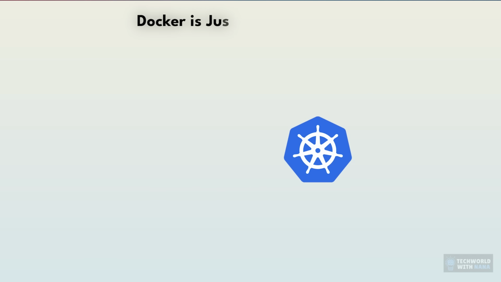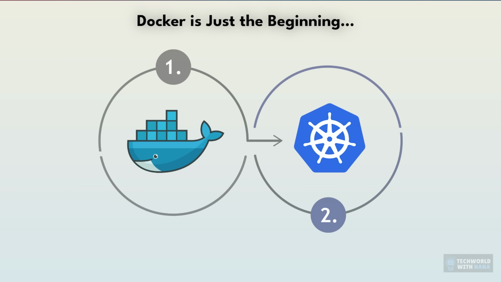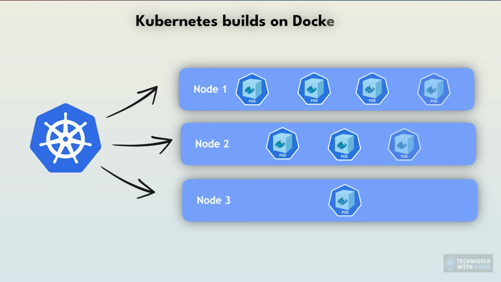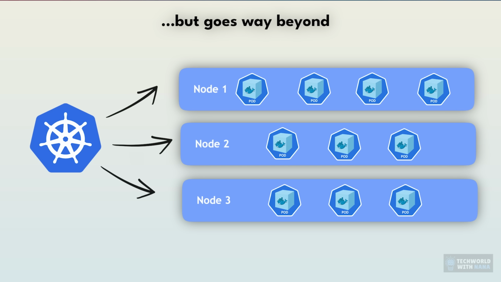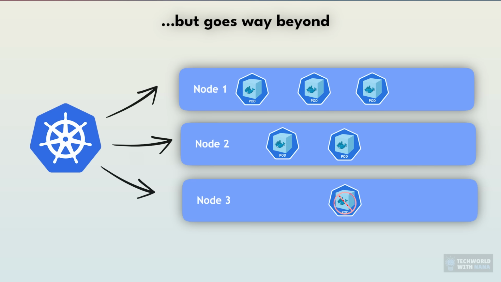Because of that, Kubernetes is actually the natural next step after mastering Docker. Kubernetes builds on the foundation of Docker containers, but adds powerful features for managing hundreds or sometimes thousands of containers across hundreds of servers in order to automatically deploy, scale up and scale down, and just manage these containers.